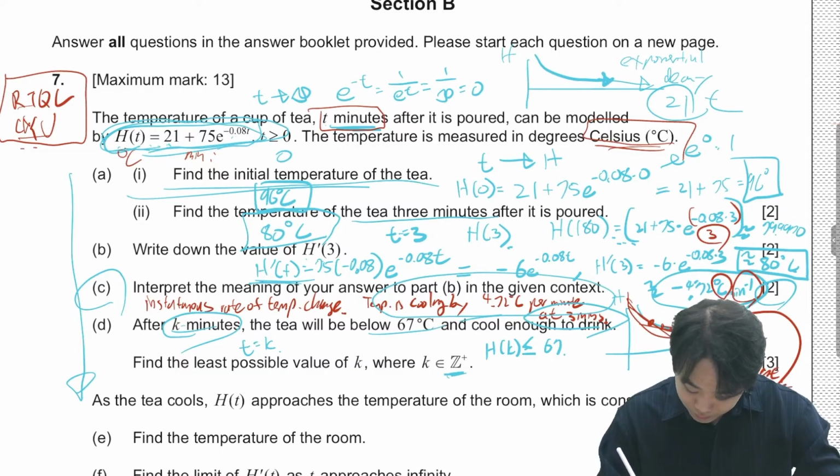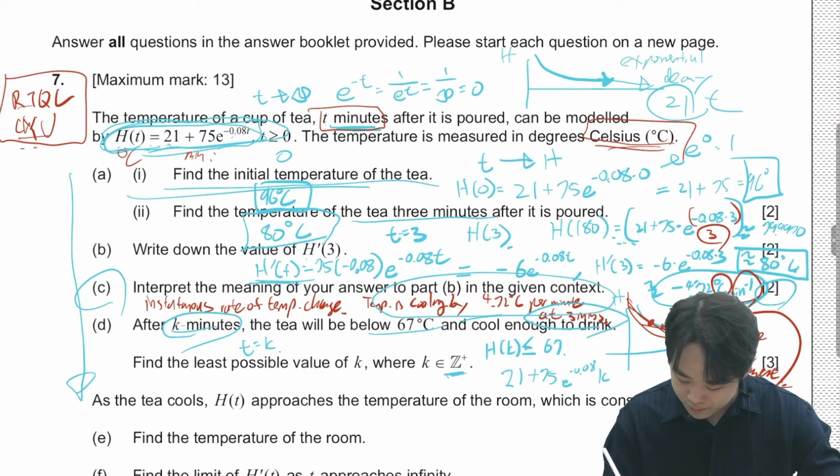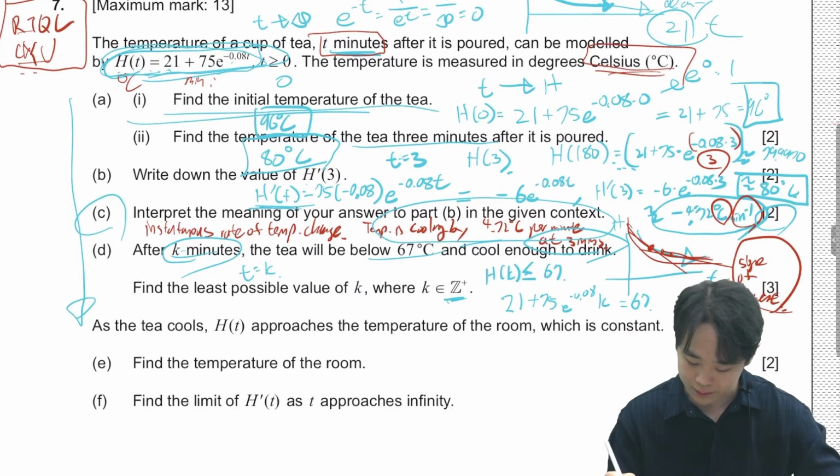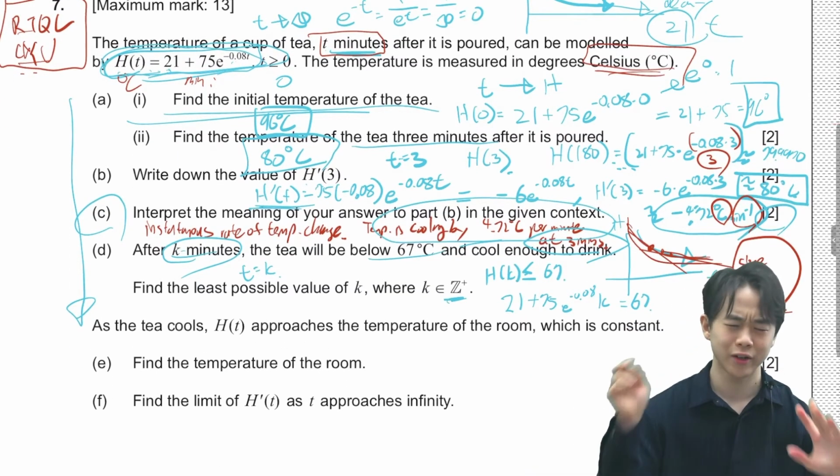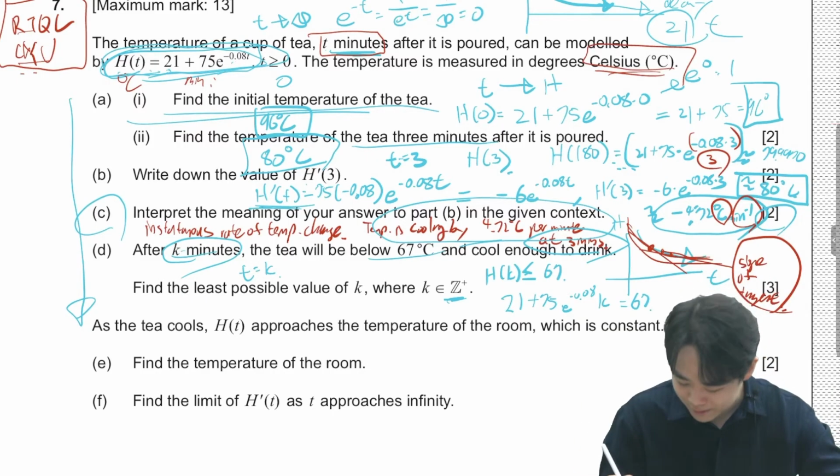So we get 21 plus 75 e to the power of negative 0.08k. We want that to be equal to 67, right? So I'm just going to use the equal sign here. Then before we put this in your calculator, I would want to simplify this. So I would do 46 equals 75 times e to the power of negative 0.08k. Then e to the power of negative 0.08k would be 46 over 75.